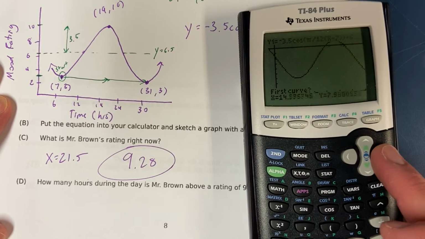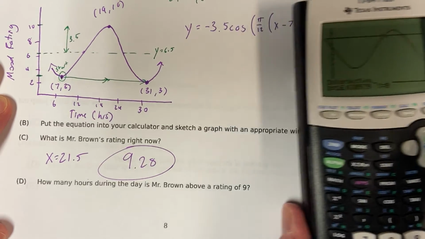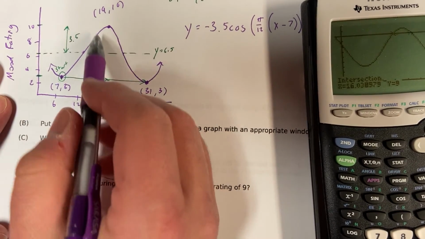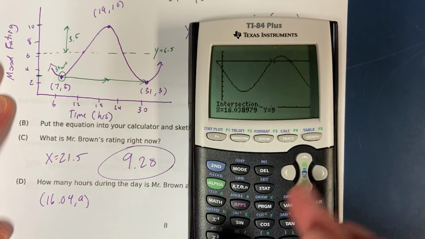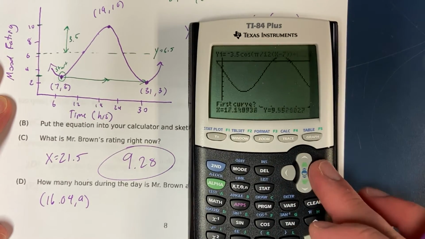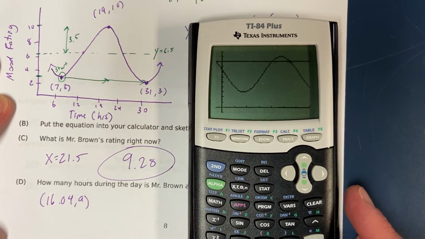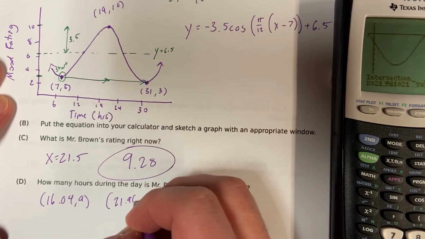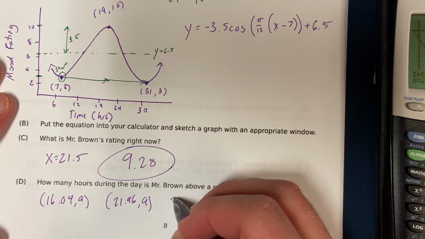And what I'm going to do is find the intersection of that horizontal line and the sinusoid. So move the cursor over here, hit enter 3 times, and we get 16.04 for 9. Technically right now I could just figure out how far 16.04 is from 9 and then add that to get the next one, but let's just do it again. So second calc, intersection again. This time I'm going to find the one to the right. Get the cursor close, hit enter 3 times, and we get 21.96, 9. To find out how many hours I'm above this, I would just subtract these two values.